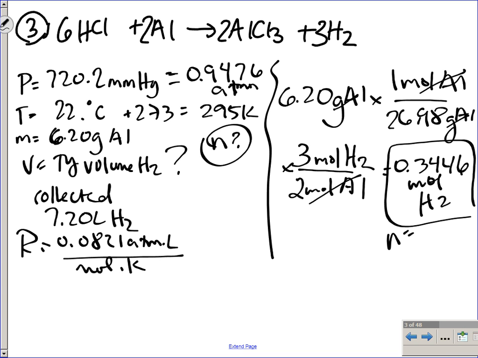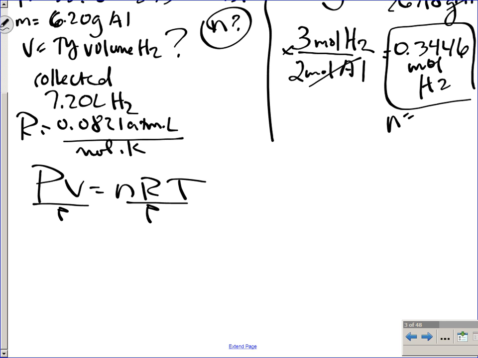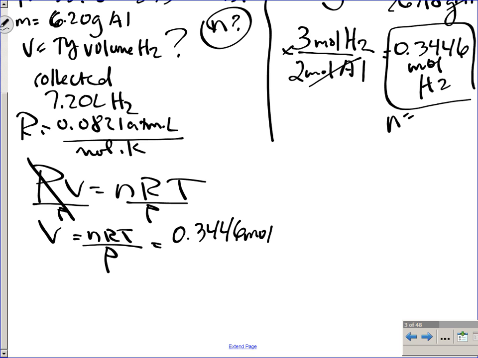Alright, so do I have everything now for the ideal gas law? Okay, so we're going to solve for what now? V, volume, right? So solving for V means I have to isolate V, which means I need to divide by P on both sides. Okay, and so V is equal to nRT over P. So what's in my N for my moles of gas? 0.3446 moles. What's my R?